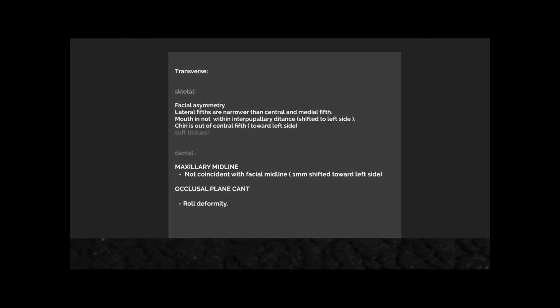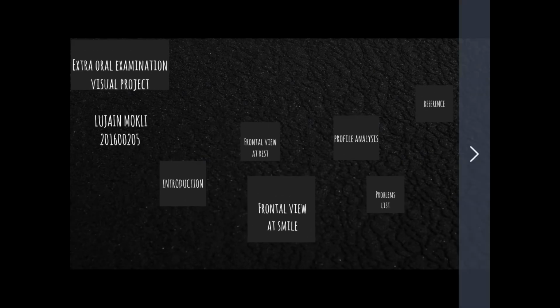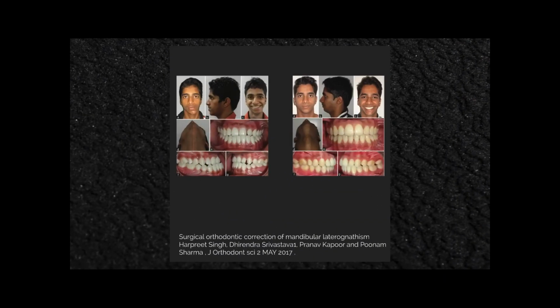Transverse and skeletal: facial asymmetry, lateral fifths are narrower than the central and medial fifths. Chin is out of the central fifth, toward the left side. In dental: the maxillary midline is not coincident with the facial midline, and the occlusal plane can show the roll deformity. That is the case before and after treatment, and the photographs of intraoral before and after treatment.